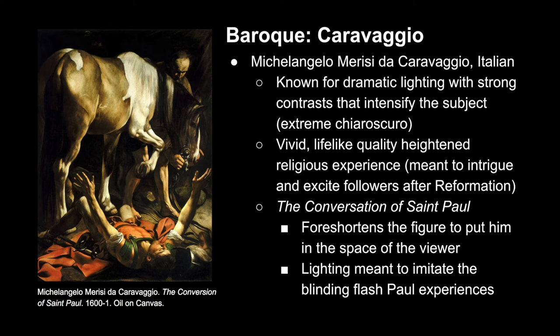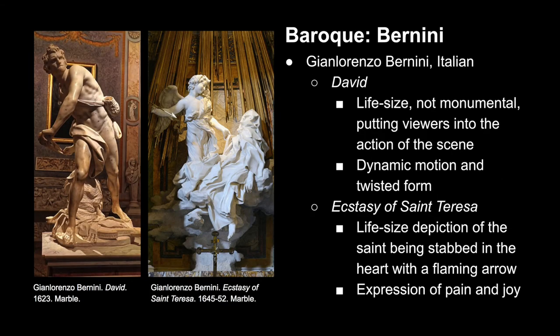There's also foreshortening in the figure that's on the ground that puts him more in the plane of the viewer, which is again inviting them into the story and asking them to engage. In addition to his usual intensification of the subject, the lighting also imitates the blinding flash that Paul experiences in this conversion story. Another Italian Baroque artist working primarily in sculpture is Bernini.